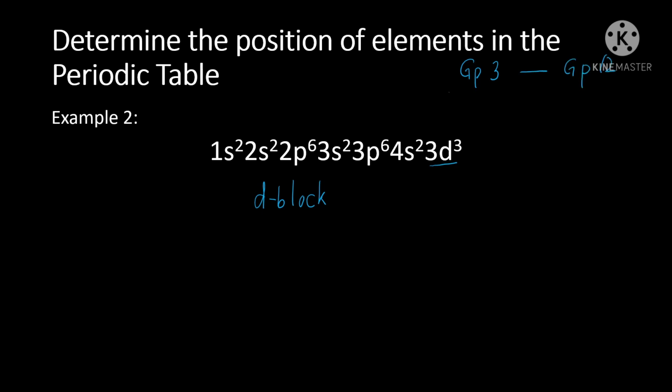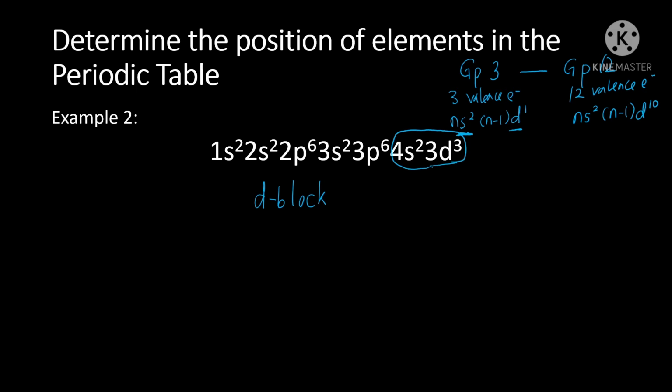So group 3 consists of 3 valence electrons, and the valence electronic configuration is ns2, (n-1)d1. So 2 valence electrons go into the s subshell and another one goes into the d subshell. And group 12 consists of 12 valence electrons, and the 2 valence electrons go into the s subshell, and another 10 electrons go into the d subshell. With that, we then can circle or underline the valence electronic configuration of this element, which is 4s2, 3d3.